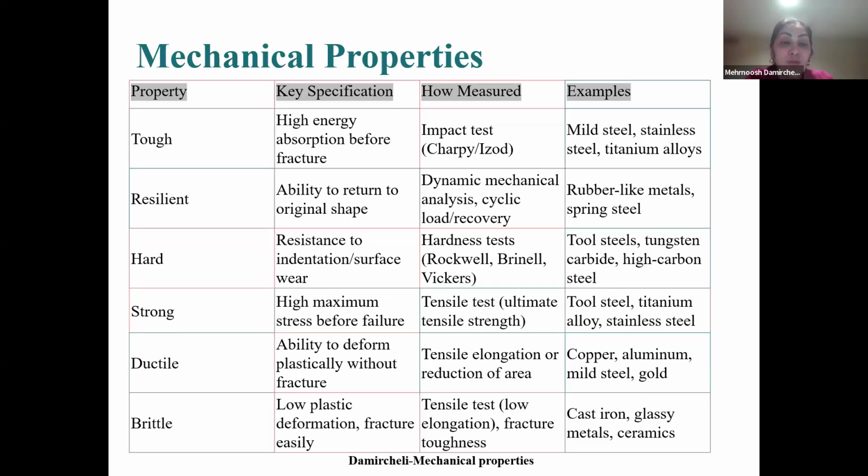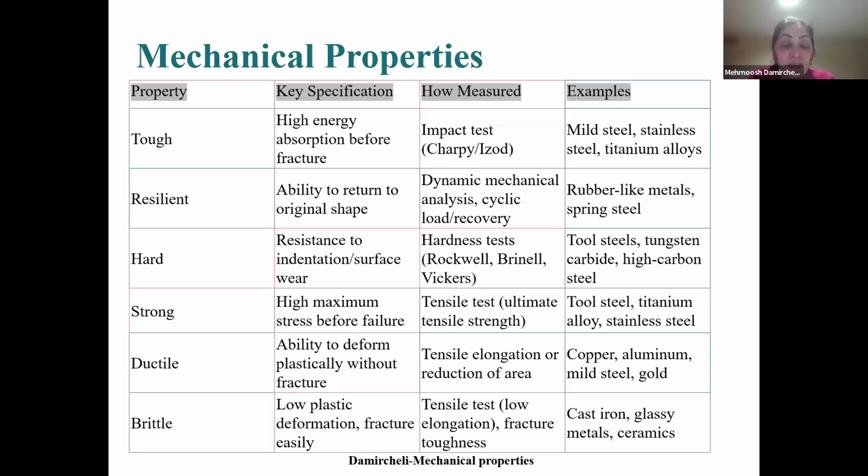Talk about the modulus of resilience, meaning how much energy is absorbed by the samples or by the structures in the elastic region, meaning the ability to return to original shape. About hardness, the material has this property that we say hard, resistance to indentation or surface wear. Strong means the tensile strength, or the maximum stress that it can tolerate before failure.